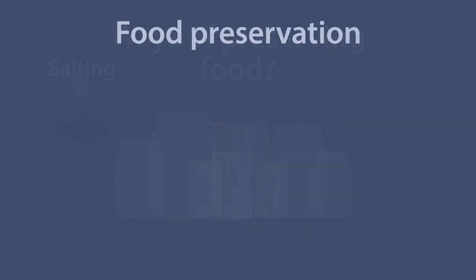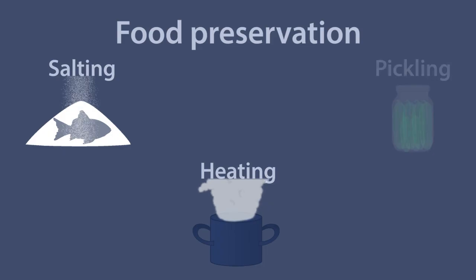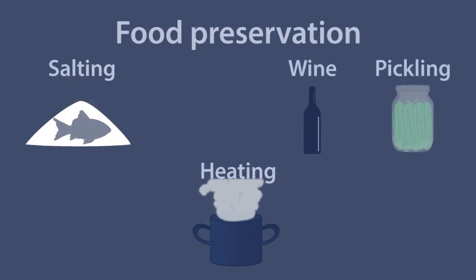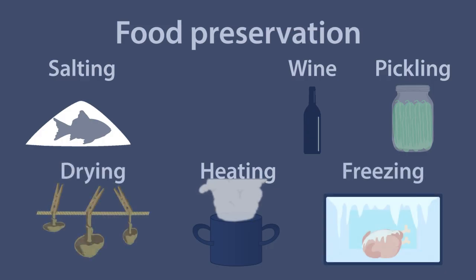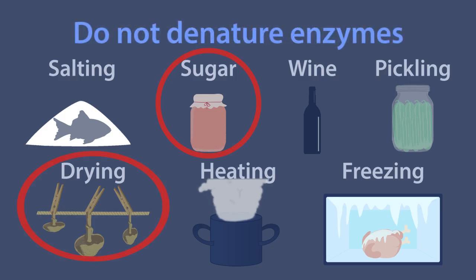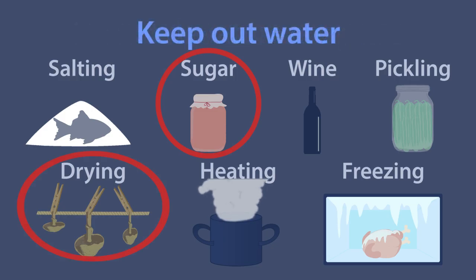The main methods are salting, heating, preserving in acid, like pickling, preserving in alcohol, like wine, and freezing. We also preserve food by drying or storing it in sugar. However, these methods do not denature enzymes but work by keeping out water, in which mold and bacteria thrive.